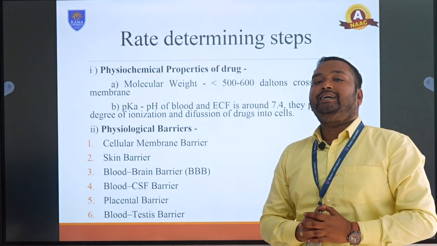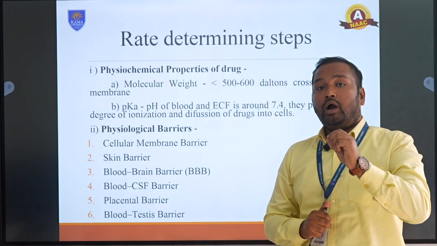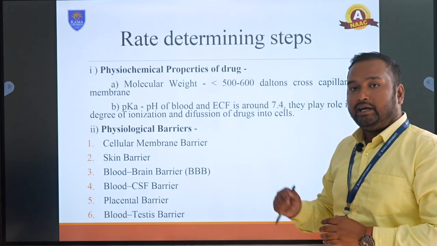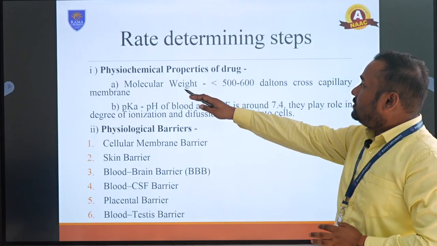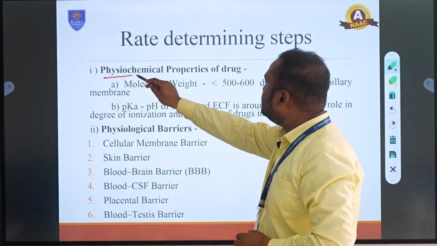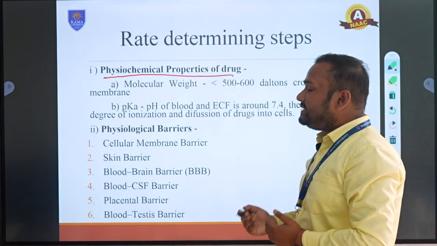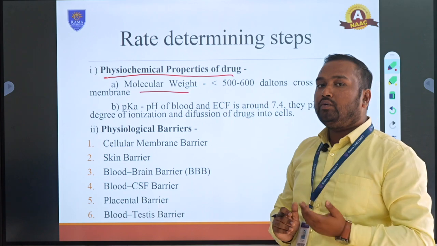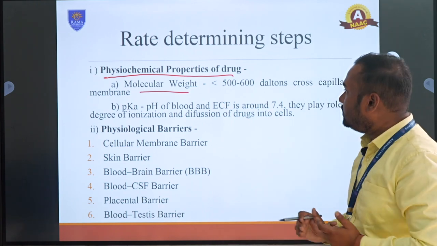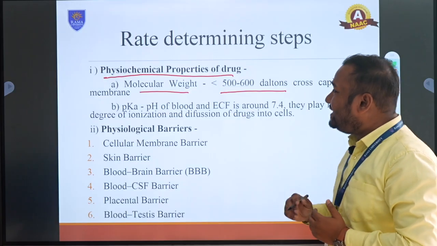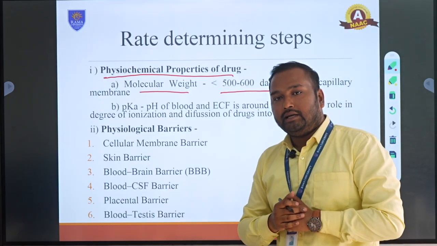Now, there are some rate determining steps that determine what quantity of drug will enter our bloodstream. The first one is physiochemical property. Inside that we have subcategories, the first being molecular weight. A molecule having less than 500 to 600 Dalton will easily cross our capillary membranes.